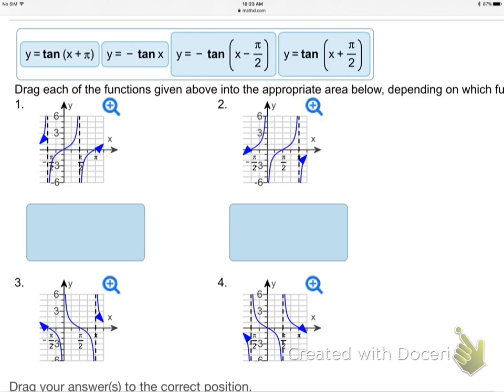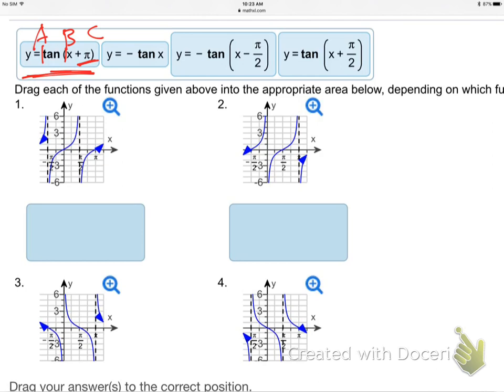All right, let's take them one at a time. How about this first one here? What is tangent of x plus pi going to do? What's that going to do to something? Remember, it's ABC. This is A, this is B, this is C. A is 1, B is 1, C is pi. It's in the parentheses. They're not going to give us stuff outside the parentheses on these. So that is C, isn't it?